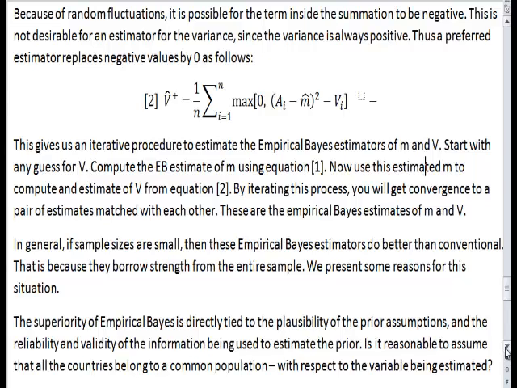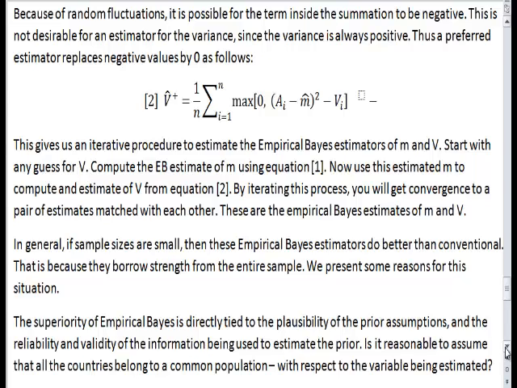Then we look at the fluctuation of these countries' means around this common mean, and we use this to estimate the prior variance, which makes complete sense. If the countries are not varying very much around that mean, that means that the prior is very strong.